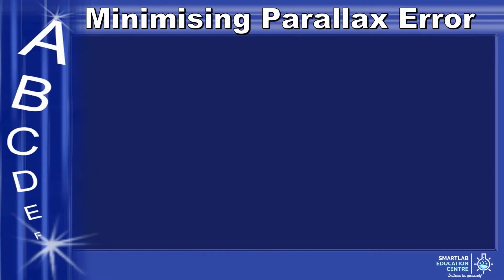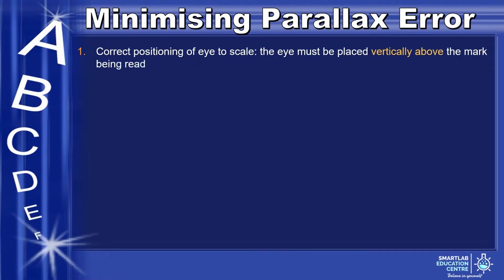Here are 4 steps to minimize parallax error. 1. Correct positioning of eye to scale. The eye must be placed vertically above the mark being read.